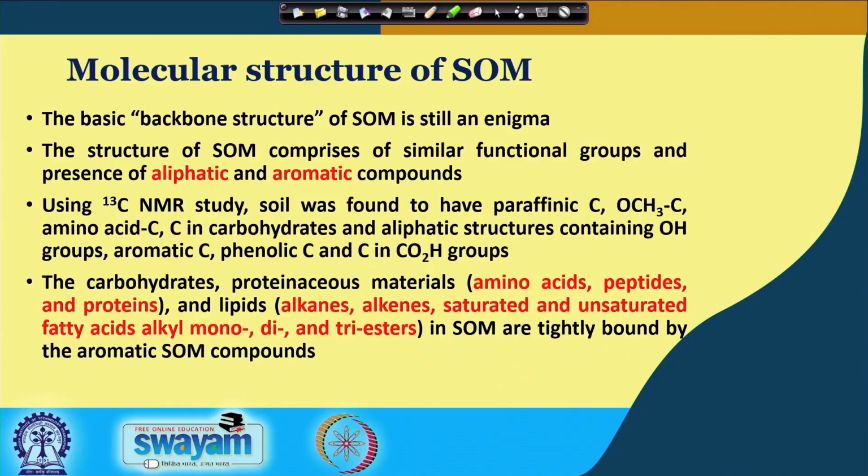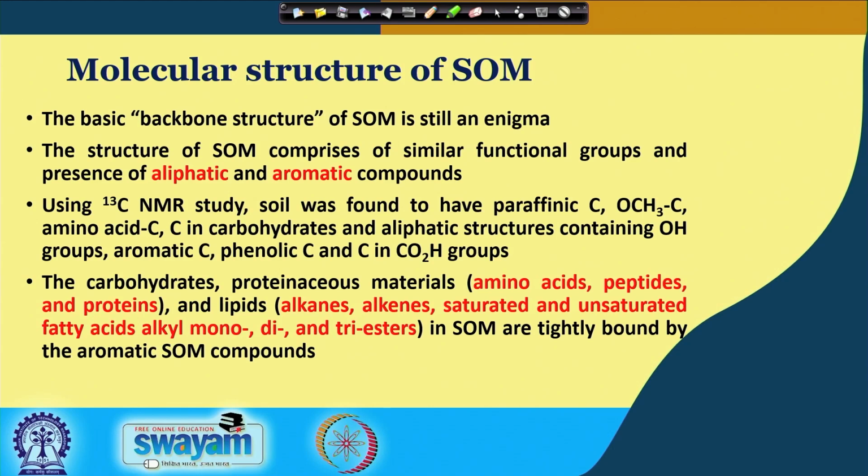Remember, the basic backbone structure of soil organic matter is still an enigma. There are a couple of reasons that there has been so much confusion that there has been no clear definition of the structure of soil organic matter. And the structure of the soil organic matter comprises similar functional groups and the presence of aliphatics and aromatic compounds. So, you can see the presence of both aliphatic compounds as well as aromatic compounds.